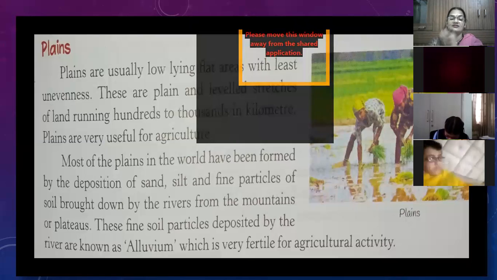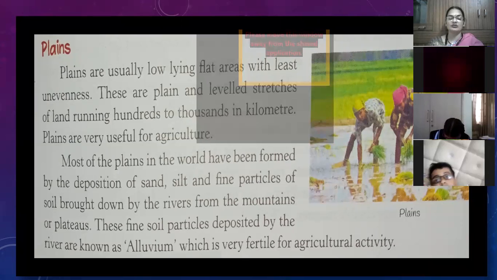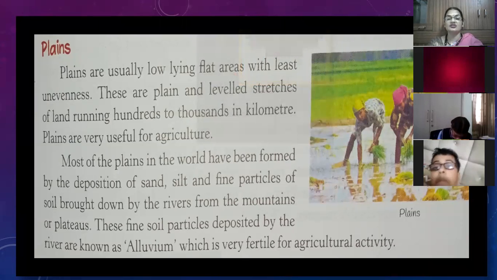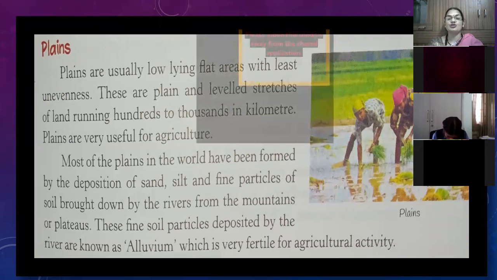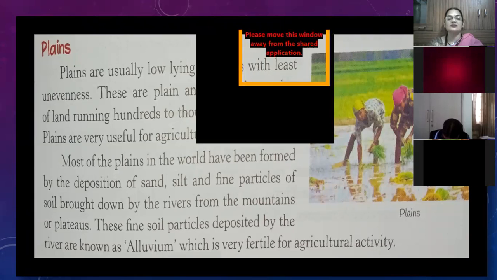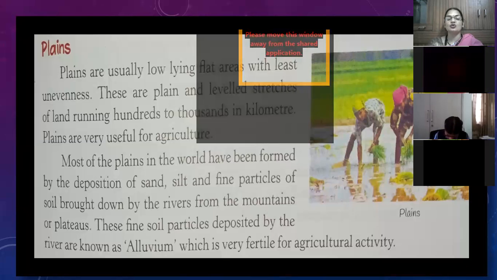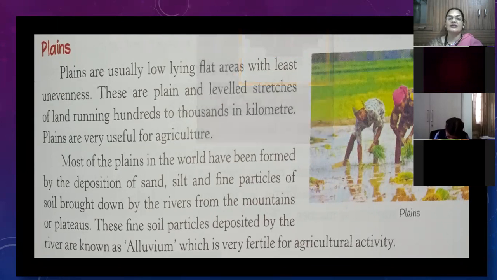They are plain and leveled stretches of land running for hundreds to thousands of kilometers. Plains are useful in agriculture and industrial development, just as plateaus are a rich source of mineral resources. Most of the plains in the world have been formed by the deposition of sand, silt and fine particles of soil brought down by the rivers from the mountains or the plateaus. These fine soil particles deposited by the rivers are known as alluvium, which is very fertile for agricultural activity.